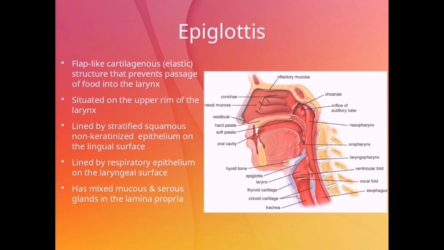Now, this epiglottis is lined by two types of epithelium. On its lingual surface, which is this surface closer to the oropharynx, it is lined by a stratified squamous non-keratinizing epithelium. And on its laryngeal surface, which is this surface closer to the larynx, it is lined by a respiratory epithelium. So within the lamina propria of this epiglottis, we find mixed serous and mucus glands, which produce the mucus which lubricates the mucosa of the epiglottis.